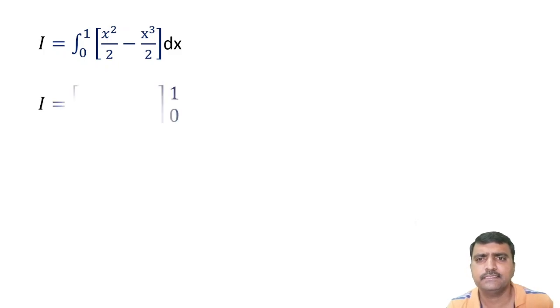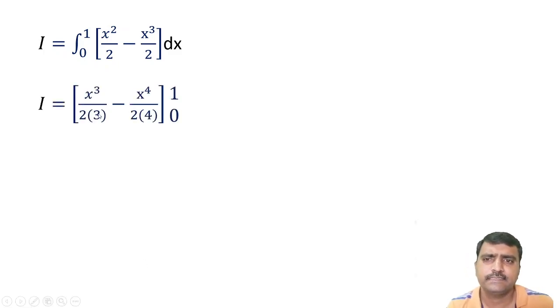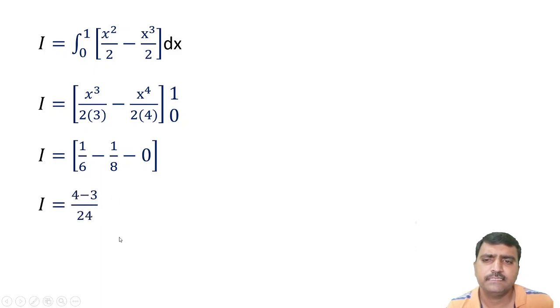Again you integrate this with respect to x. It is x cube by 2 into 3 minus x to the power 4 by 2 into 4. Its limit is from 0 to 1. Apply the limit. So it is 1 by 6 minus 1 by 8. Lower limit is completely 0. When you simplify this, 24 is the LCM. 6 4s are 24, 8 3s are 24. So it is 4 minus 3 by 24, which is 1 by 24. 1 by 24 is the required double integral.